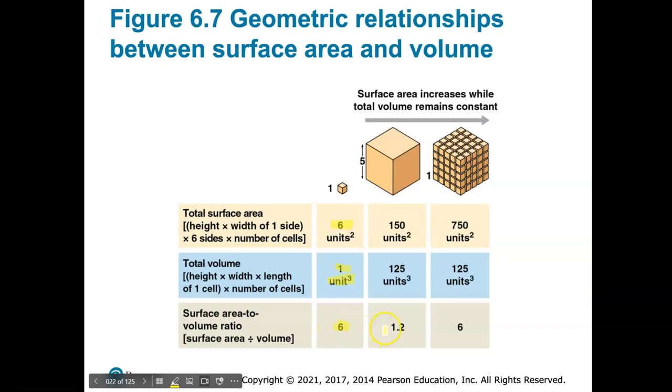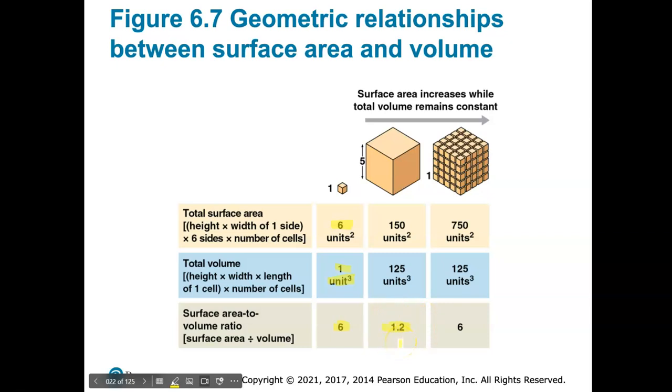If we do the same math steps for our larger cube, the surface area to volume ratio is 1.2. The surface area is 150, the volume inside is 125. So you can see the surface area compared to the volume. That ratio is much smaller.